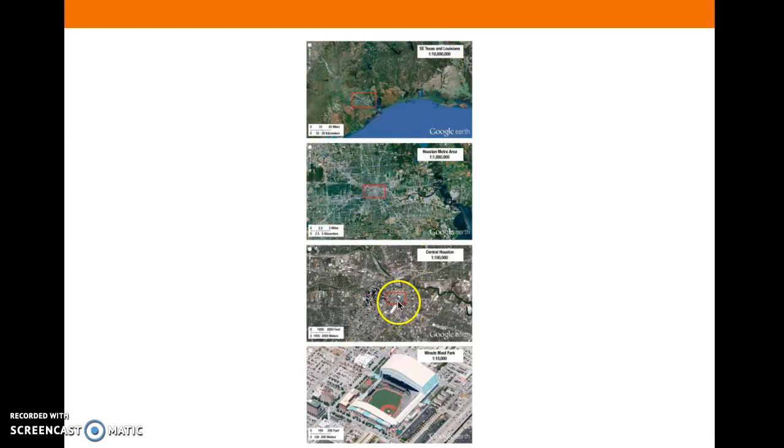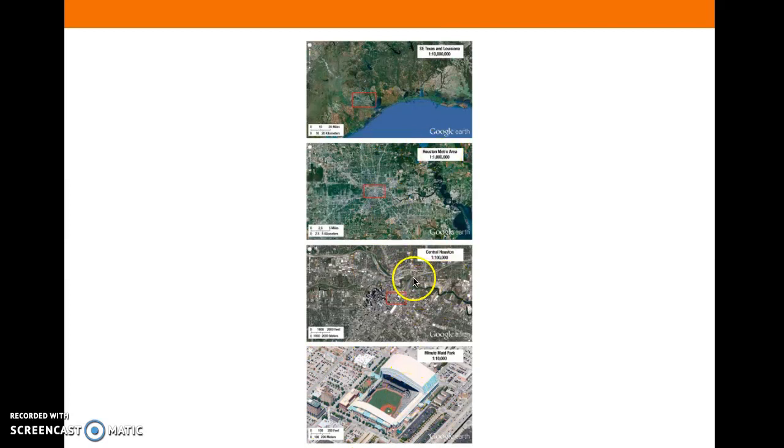Same here, this red area, Central Houston. So now we're looking at the Central Houston area. And the area that's in red here is basically this image right here, Minute Maid Park. So each red box is the blown up area for the one below it.